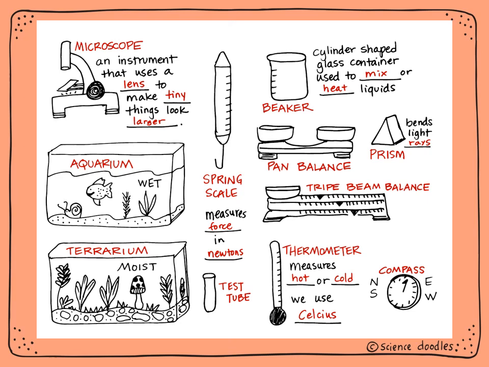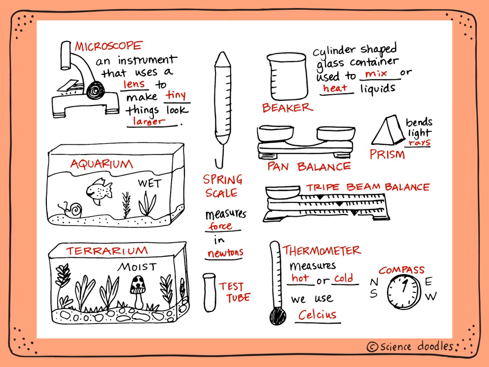A test tube has a round bottom and you can keep chemicals in it. You normally store those on a rack since you can't set them on the counter because the bottom is round. So you have to have a rack to set them in. A beaker is a cylinder-shaped glass container used to mix or heat liquids. They also have a pan balance. So in that balance you would set an object on either side and it shows you which one is heavier.